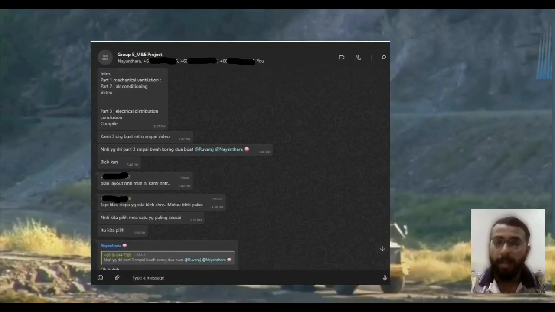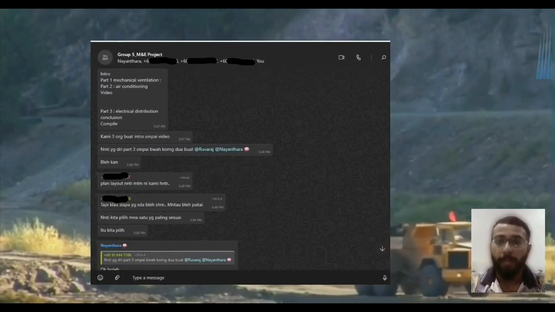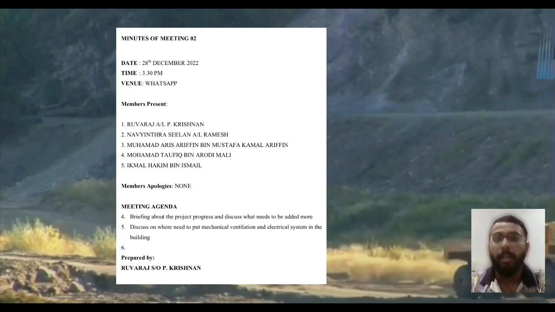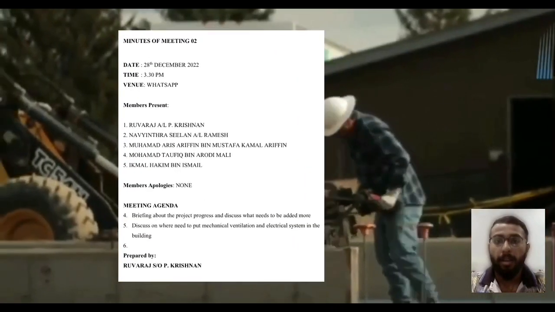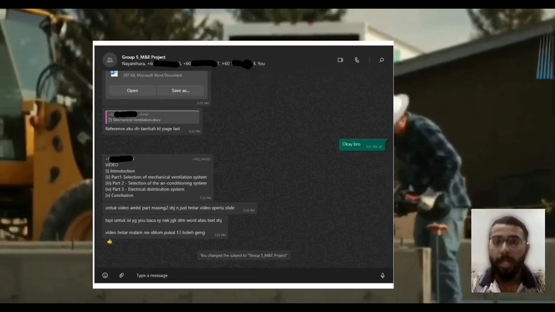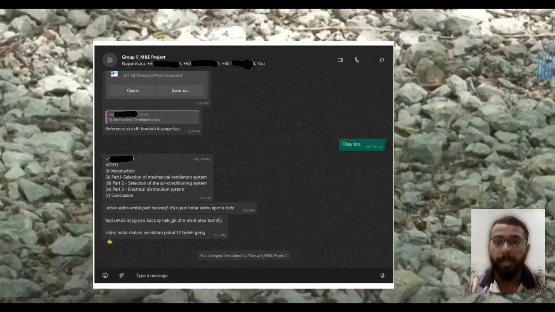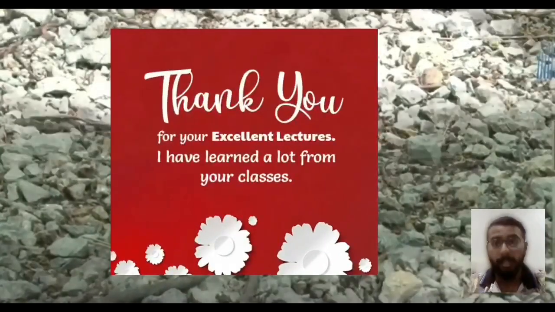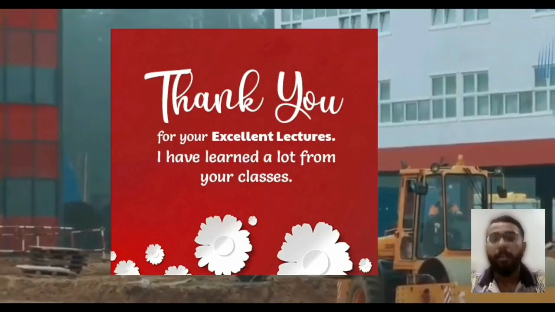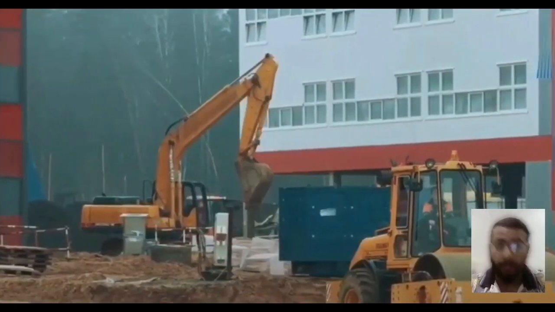Finally, last but not least, our group number 5 believes that the requirements and outline in this project have been met as far as I am concerned. I am anticipating high marks from the madam for our group's efforts.